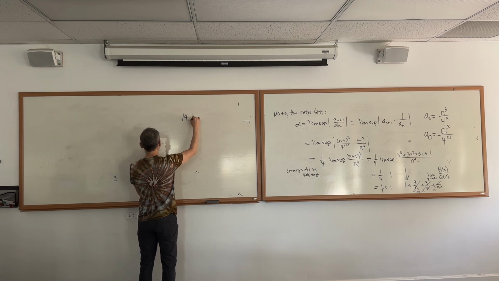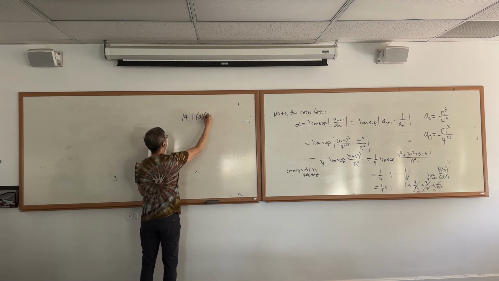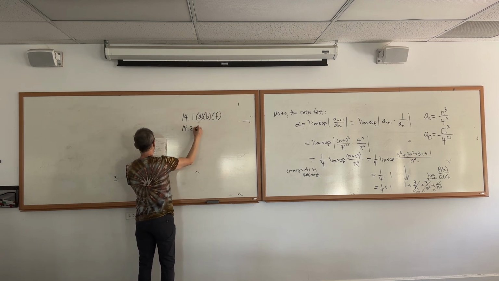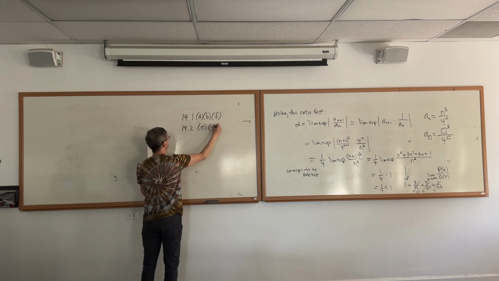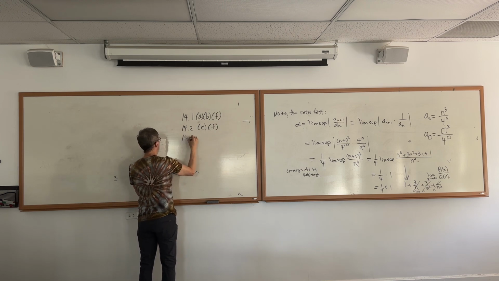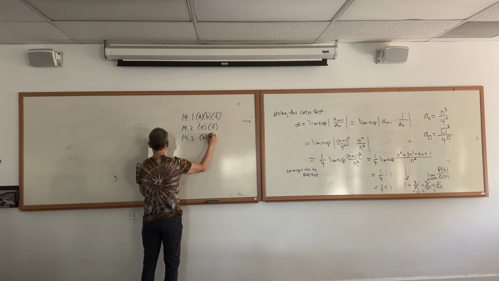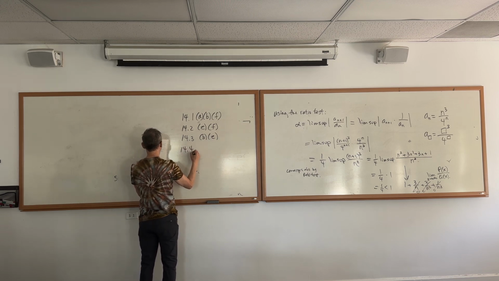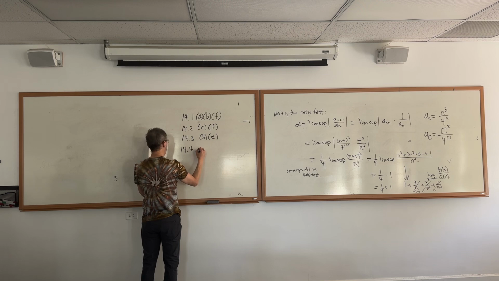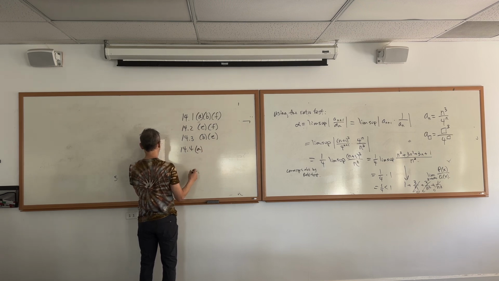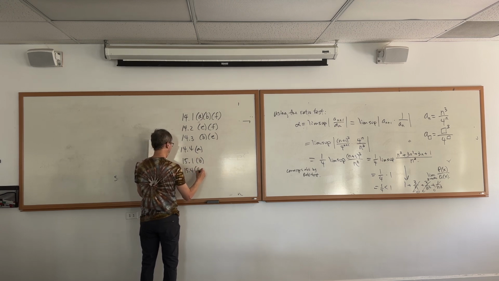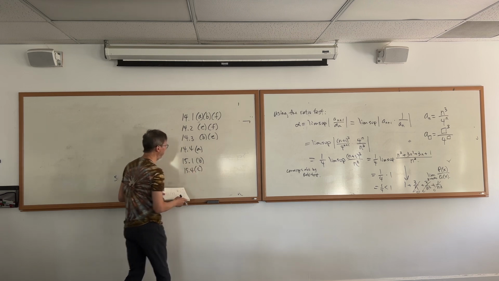So 14.1, A, B, and F. 14.2, E and F. 14.3, B and E. 14.4, just A. Two more, 15.1B and 15.4C. And some of these will be pretty easy.